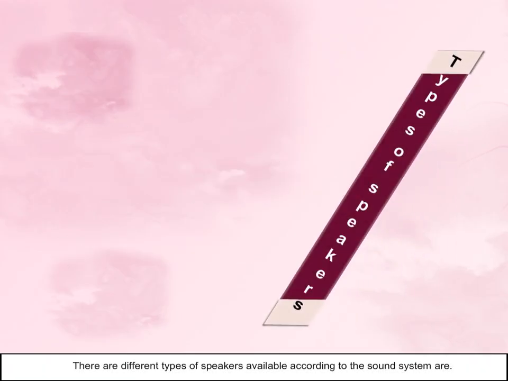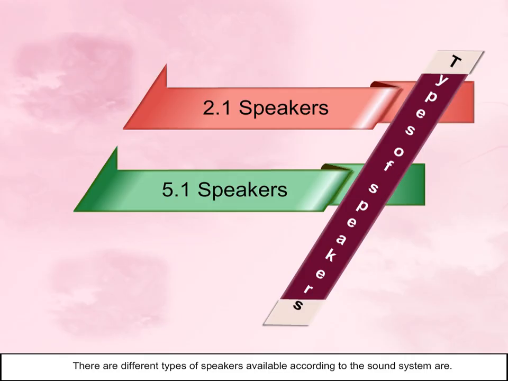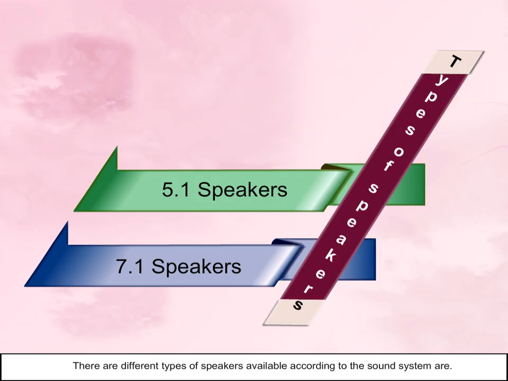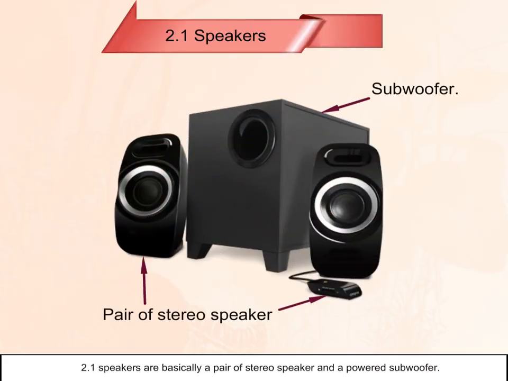There are different types of speakers available according to the sound system: 2.1 speakers, 5.1 speakers, 7.1 speakers. 2.1 speakers are basically a pair of stereo speakers and a powered subwoofer.